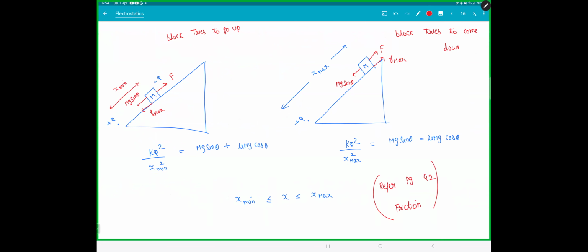Clear with this? All clear with this? Any doubts on this? Take a break. Come back by 7:05. We'll continue from here. Any doubts so far? Okay, take a break. Come back in 10 minutes if you have no doubts.